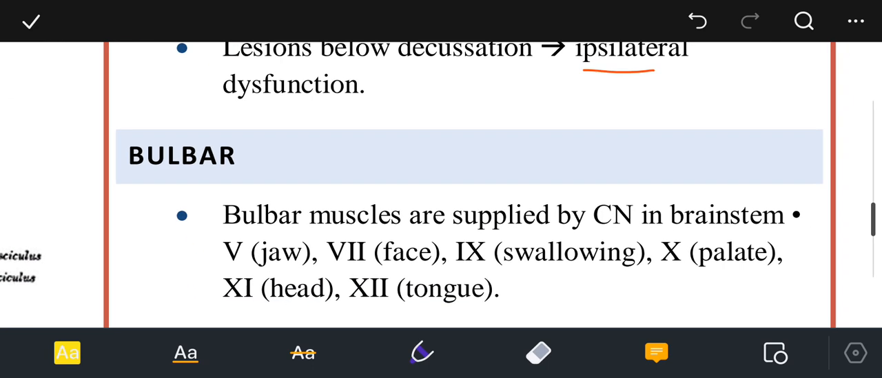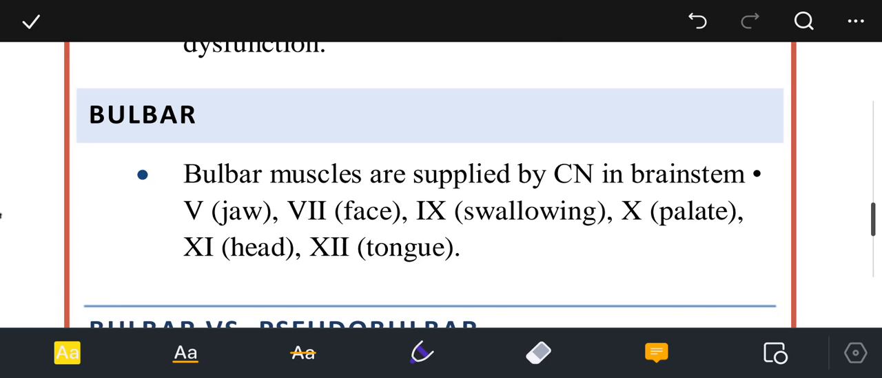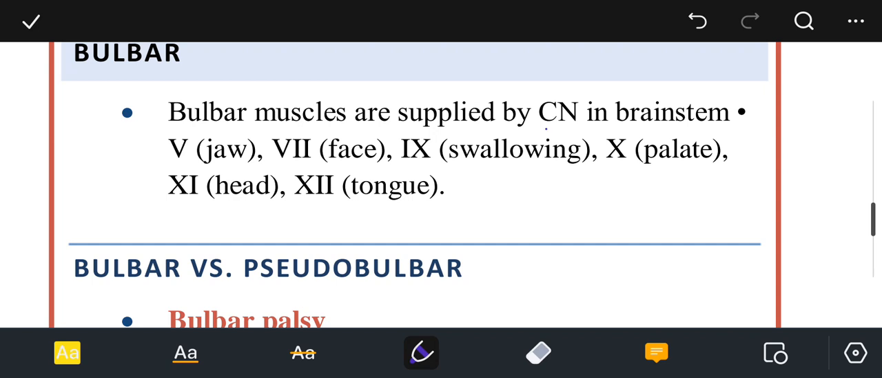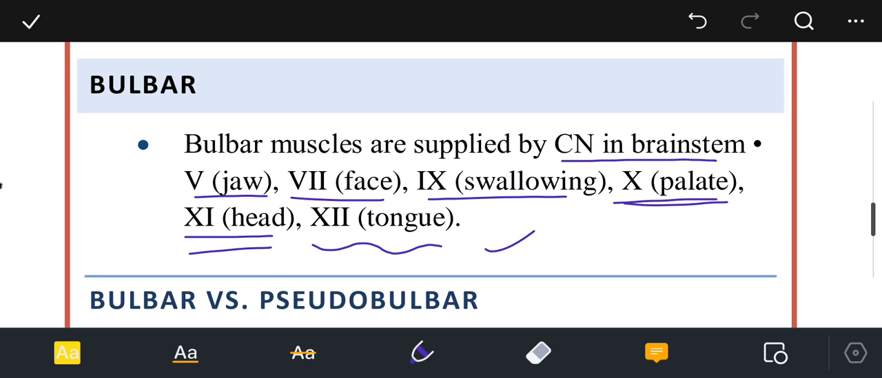Then what is meant by bulbar muscles, or bulbar? What is the meaning of the word bulbar? Bulbar muscles are supplied by the cranial nerves in the brainstem. Cranial nerve 5 supplies the jaw by the mandibular branch. Cranial nerve 7 supplies the face. 9 helps in swallowing, that is the glossopharyngeal nerve. 10 gives the innervation to the palate. 11 gives the innervation to the head, and 12 gives the innervation to the tongue. So these are the bulbar nerves which are going to supply the innervation to specific areas of head and neck.